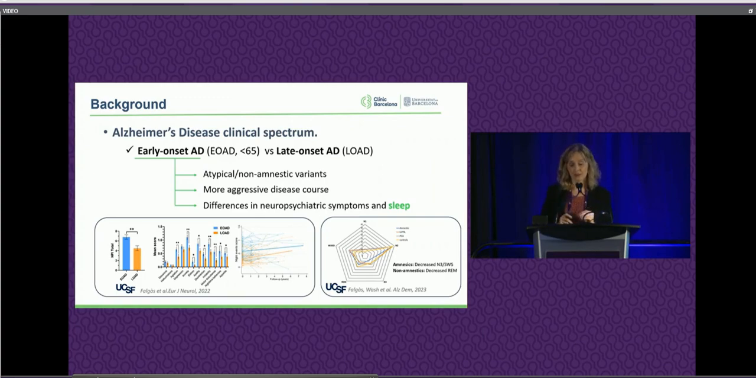Furthermore, another study using polysomnography in a group of early onset Alzheimer's disease showed there are differences in sleep architecture. That means that the sleep stages were organized a little bit differently, with the amnestic AD having a lower percentage of slow wave sleep, which is the N3 of the non-REM sleep, and the non-amnestic AD showing a decreased proportion of REM sleep. Overall, we see that there is wide clinical heterogeneity, not only in cognition but in neuropsychiatric symptoms.